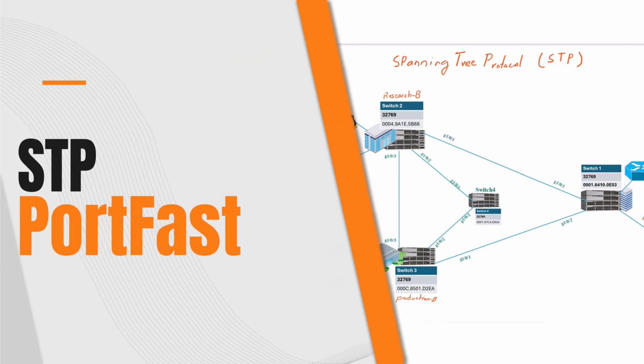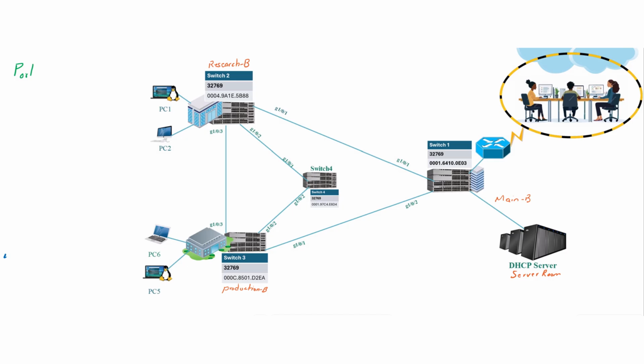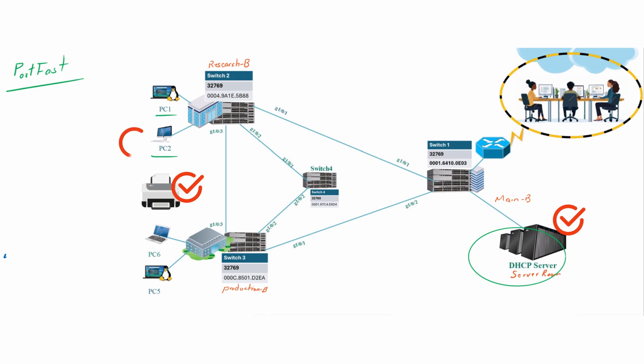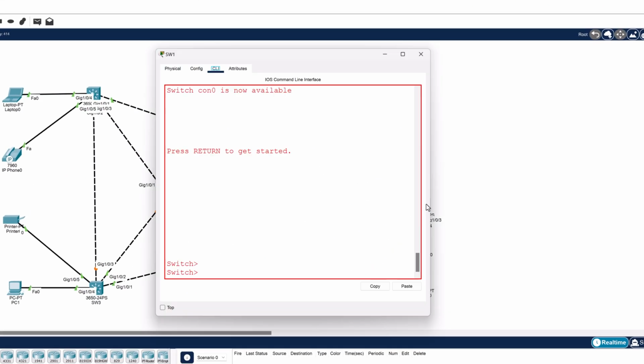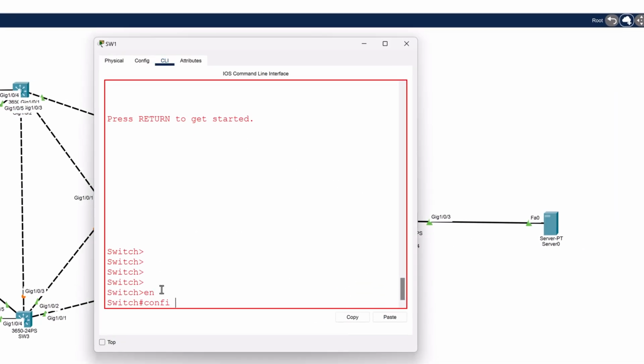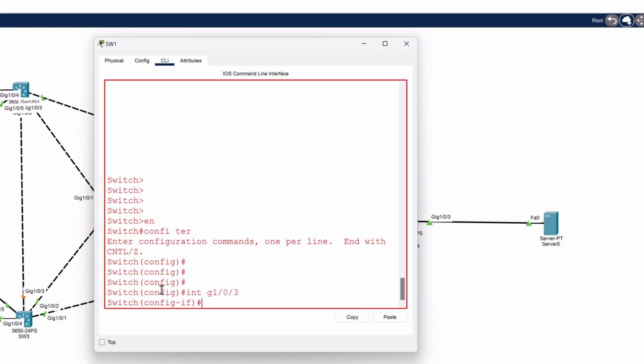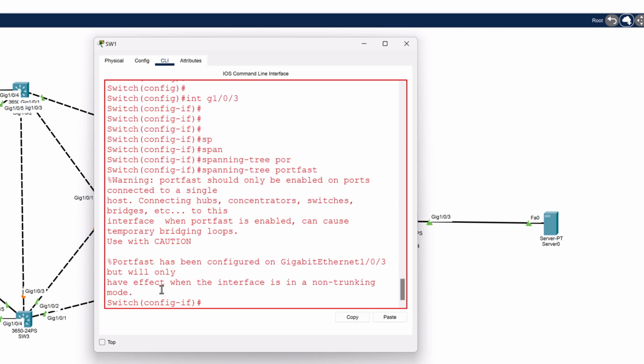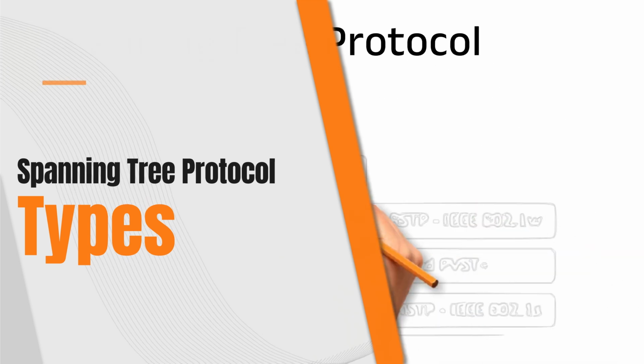Now it's time to know about PortFast in STP. PortFast is designed to optimize the behavior of ports that are connected with endpoint devices like PCs, printers, or servers. With PortFast, the port skips the listening and learning states and goes directly to forwarding state, allowing endpoint devices to communicate immediately after being connected. Now, how to configure PortFast? Go to the configuration mode, select those interfaces that are connected with the endpoint devices and type spanning-tree portfast.